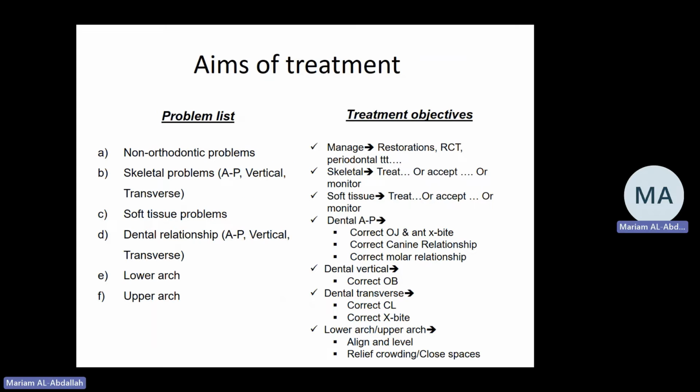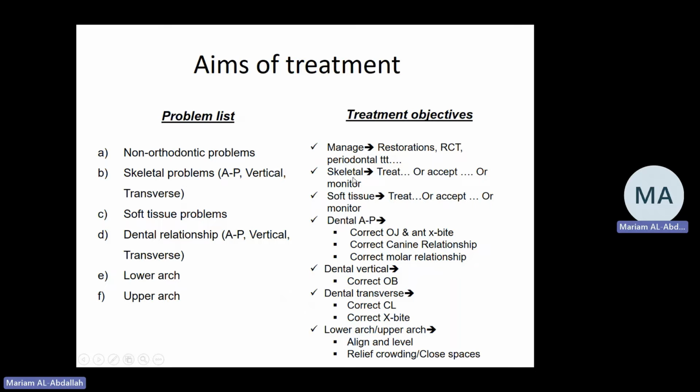Right. Now, this is the general list of my problem list. So non-orthodontic problems, skeletal problems in the anterior, posterior, vertical, and transverse. Soft tissue problems, again, anterior, posterior, vertical, transverse. Dental relationship, anterior, posterior, vertical, transverse, and then lower arch, space condition and alignment, upper arch, space condition and alignment. Now, treatment objectives should more or less follow this list, okay? So the non-orthodontic problems, I should always aim to manage, okay, by restorations, root canal treatment, periodontal treatments, etc.